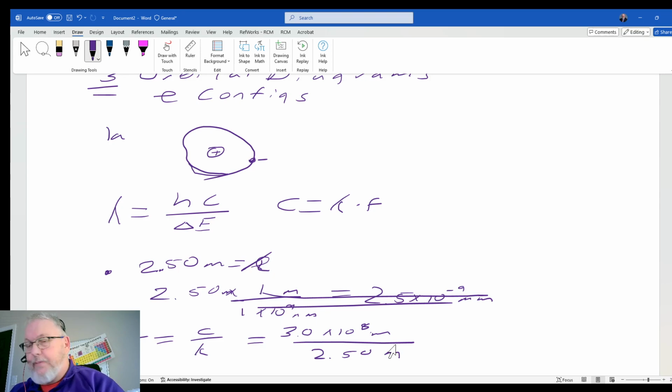3.0 divided by 2.5. So my frequency would be 1.2 times 10 to the eighth hertz, or reciprocal seconds.